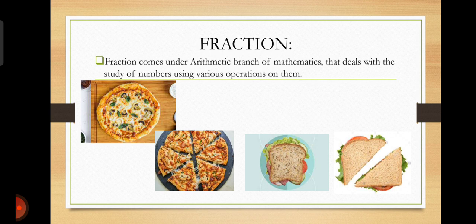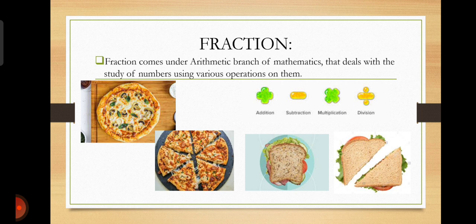Fraction comes under the arithmetic branch of mathematics. Remember that we studied angles, which form geometry. Probability is another branch. Similarly, arithmetic is another branch of mathematics which deals with the study of numbers using various operations on them. What do you mean by operations? Operations are nothing but addition, subtraction, multiplication and division.